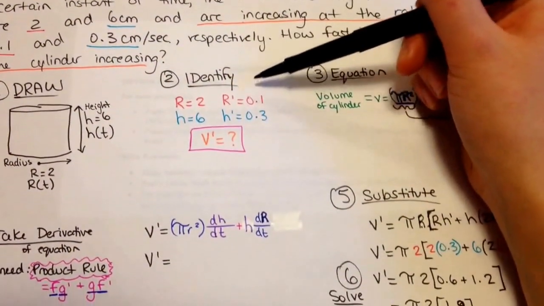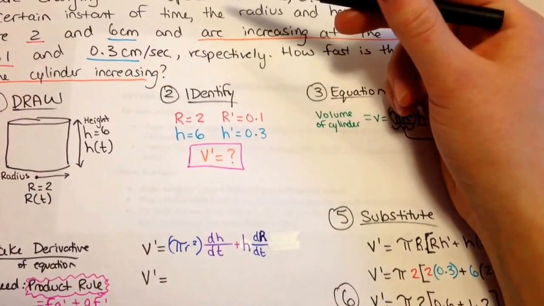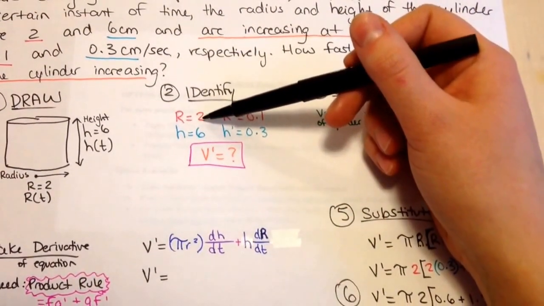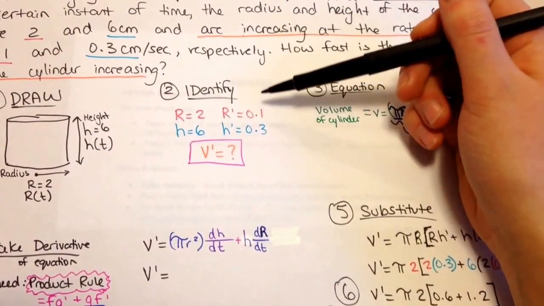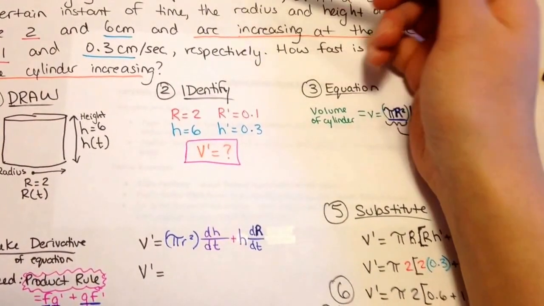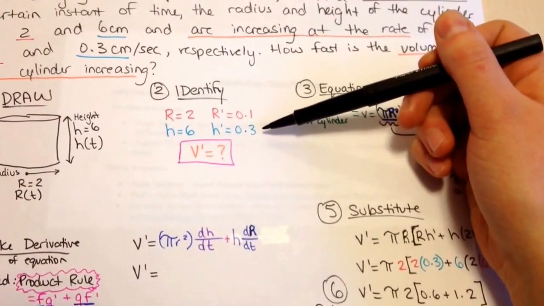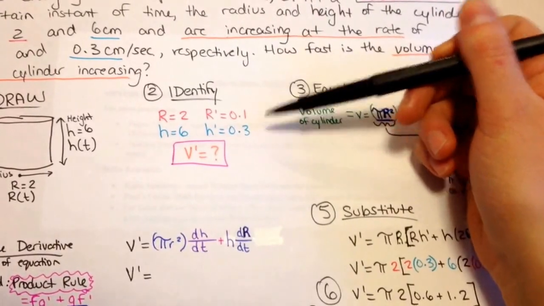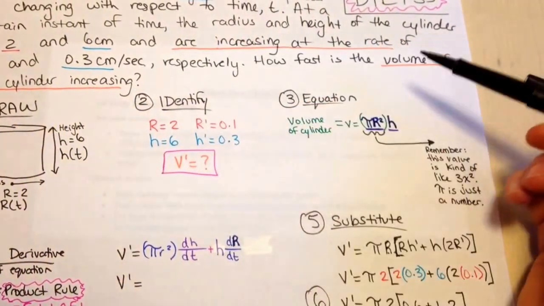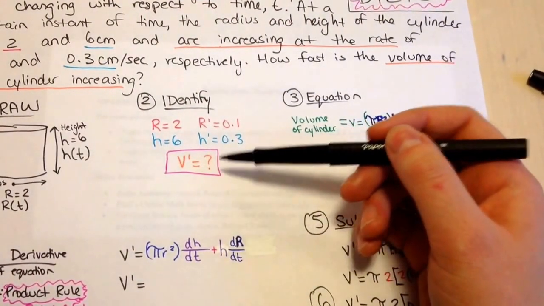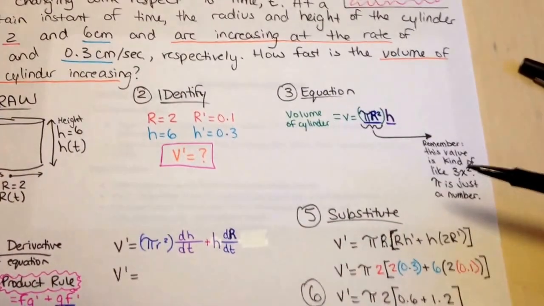The second step involves us identifying all of our known and unknown variables. We are told that the radius is 2 centimeters and is changing at a rate of 0.1 centimeters per second. And the height of the cylinder is 6 centimeters and is changing at a rate of 0.3 centimeters per second. The question is asking us to find the volume of the cylinder. We know that it is increasing, so the answer should be a positive number. This means we have to find V prime.